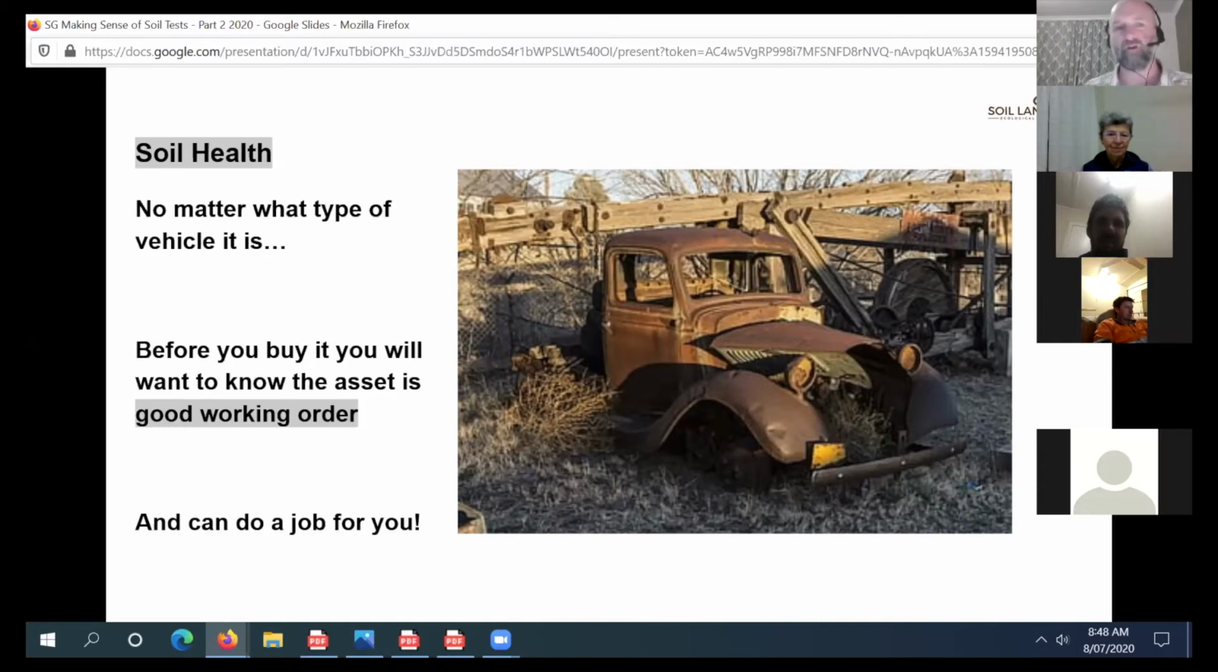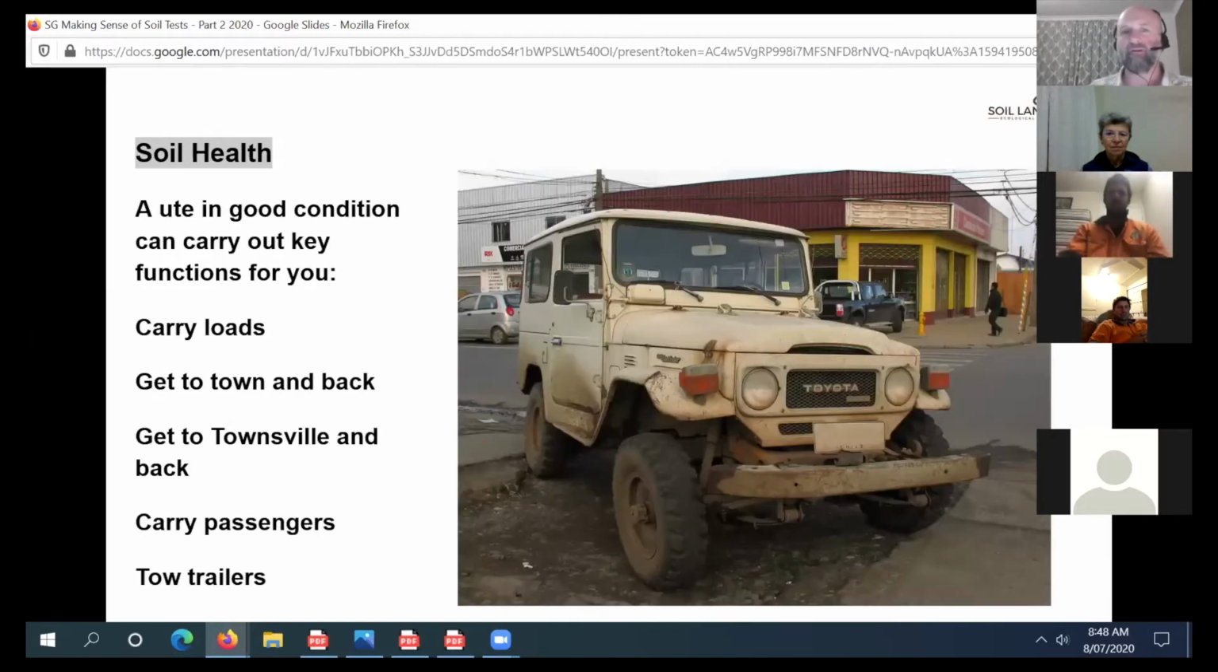So no matter what type of vehicle it is, whether it's a truck or a 12-tonner or a Subaru Brumby, it doesn't really matter. It needs to be in working order for that vehicle to do a job for you. It's an asset, and for it to do a job. So if you think about utes, or farm vehicles, the reason we want them to do a job is they have to do key things like get you to town and back, carry loads, maybe go long distance to Townsville or Brisbane or Sydney or wherever you are in the States, carry passengers, tow things. So it needs to be able to do things, that vehicle, that asset.